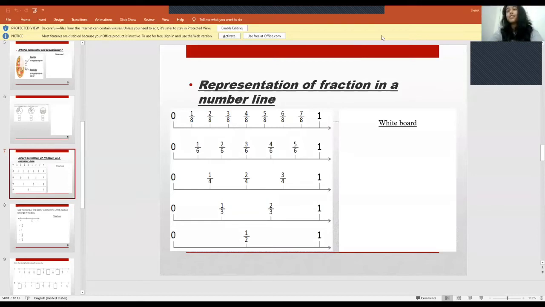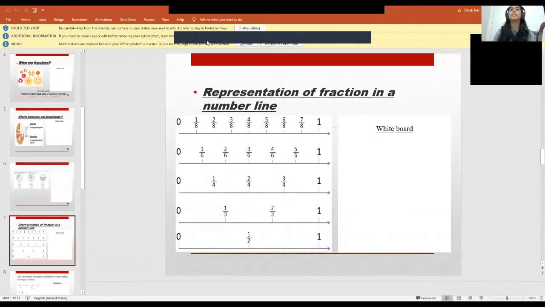Welcome back. So, in today's lesson, we will be doing representation of fraction in a number line. This is very simple, and I have a few steps for you. If you follow these, you'll be able to solve any question if they ask, and at the end, we will be doing two questions. So, let's begin.